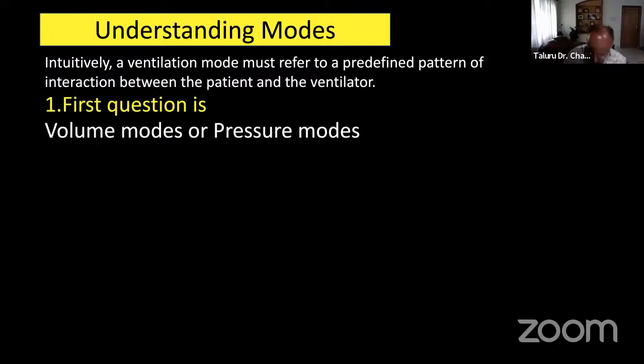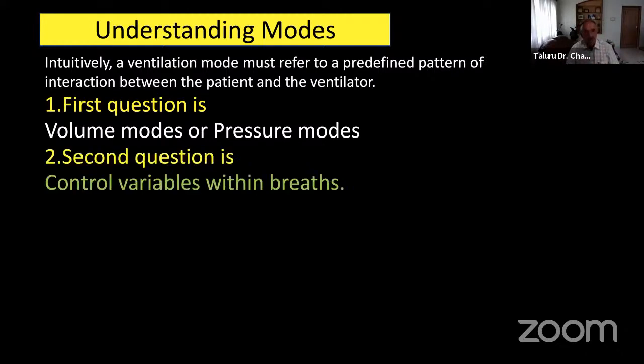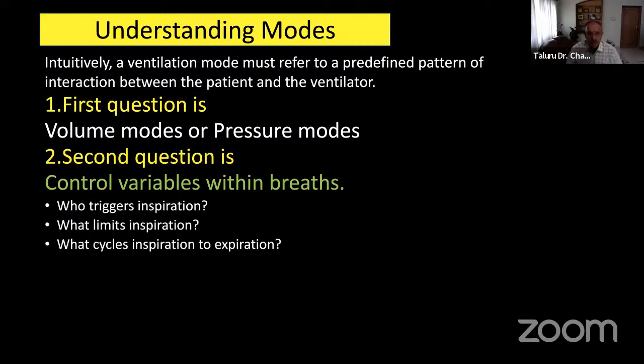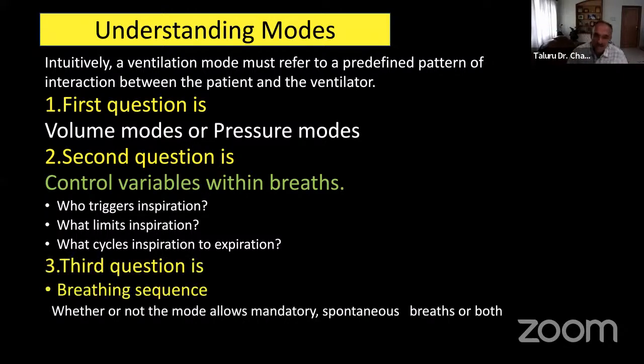The first question always when you try to understand a mode is whether it is a volume mode or a pressure mode. I have told you what a volume mode is. In the next slide, I will make you understand exactly how to tell a volume mode from a pressure mode. Then the second question is, what are the control variables within the breath? Who starts a breath? Who limits a breath? And what changes the breath from inspiration to expiration? That is the second question you have to answer. And the third question is breath sequencing.